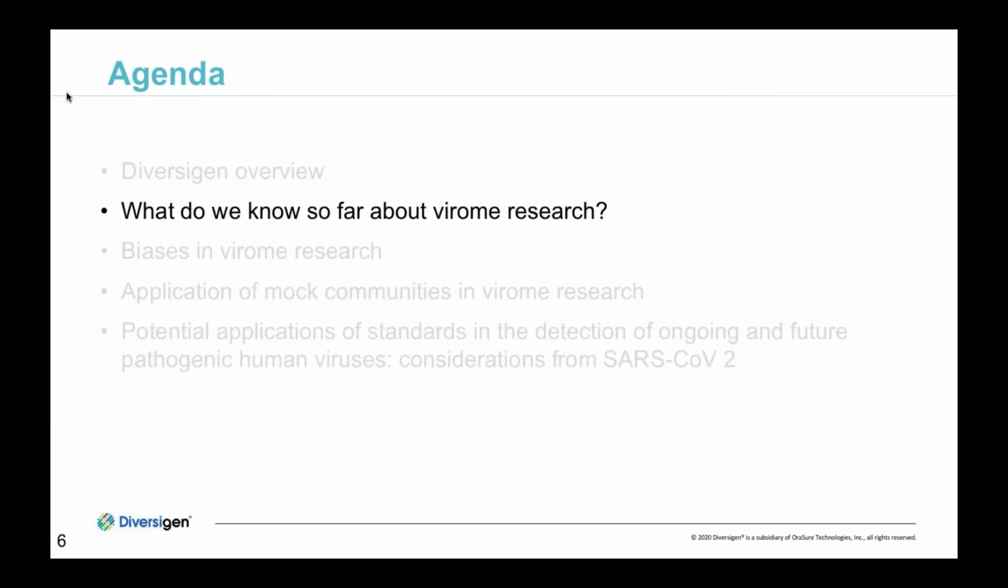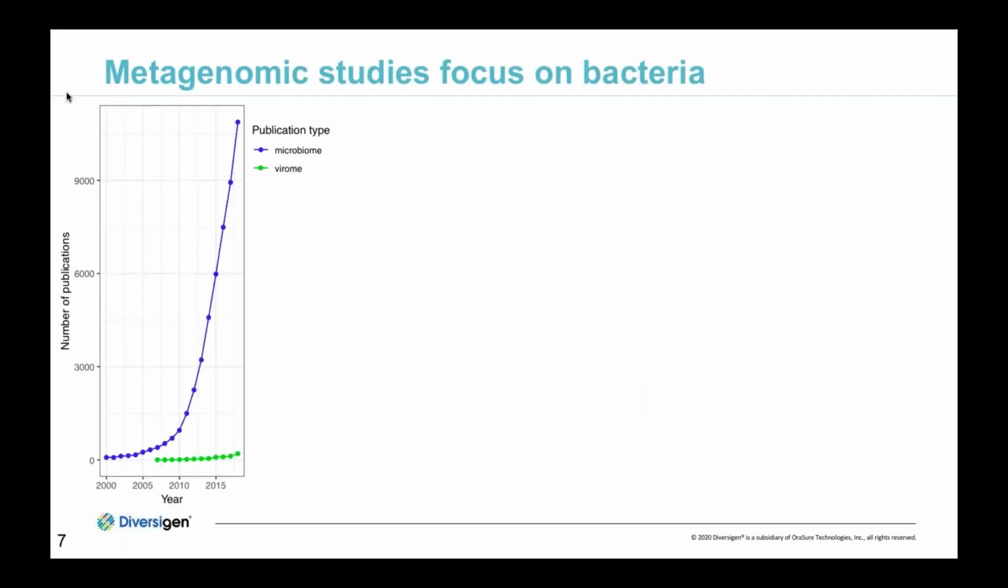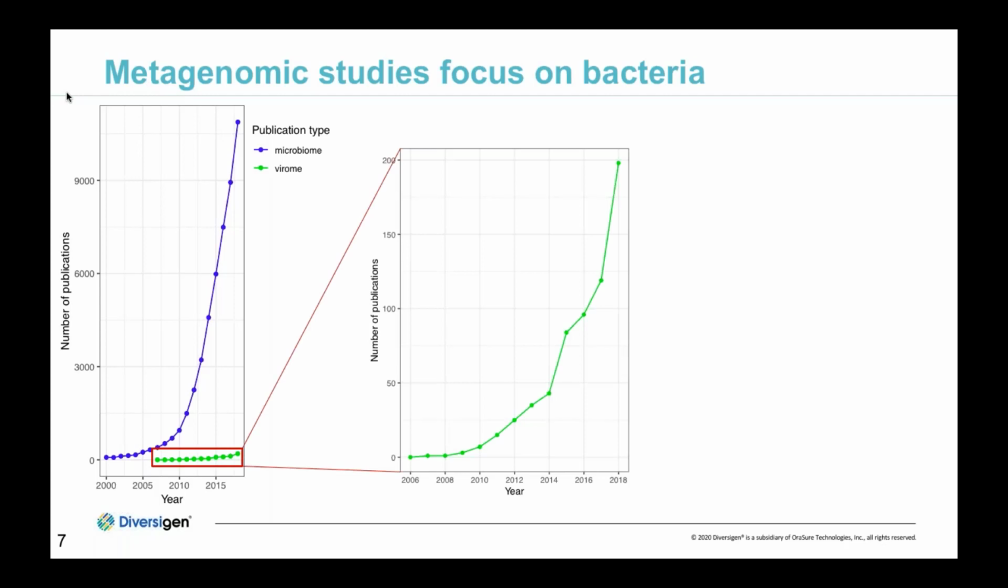Let's now talk about what we know so far about viromes before talking about biases and other potential applications of reference materials. As many of you know, the number of microbiome studies has expanded during the last 10 years or so, and thousands of studies have been published so far. But a microbiome area that remains largely unknown is virome research. As you can see here in this expanded graph, the number of virome studies has increased, but very, very slightly. These numbers show that virome research is still behind microbiome research.